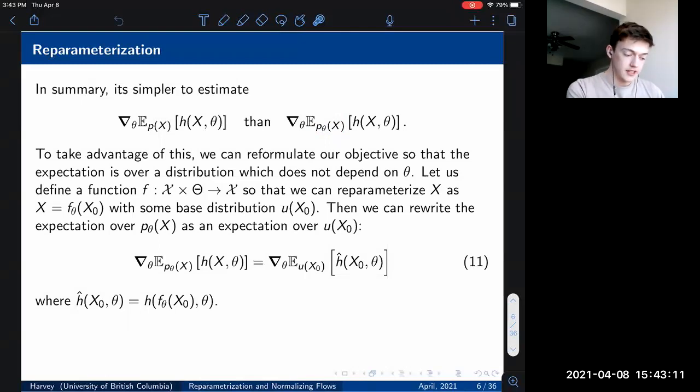If we can do this, we can rewrite our expectation as this. We take the thing that had the dependence on theta and replace it with an expectation over u of x0. So now there's no dependence on theta out here. Inside, we just have this h hat, which we have defined to take in x0, then use the parameters theta to turn x0 into x using this equation, and then compute h of x theta. So now we've managed to get the parameters outside of the distribution we take the expectation over.